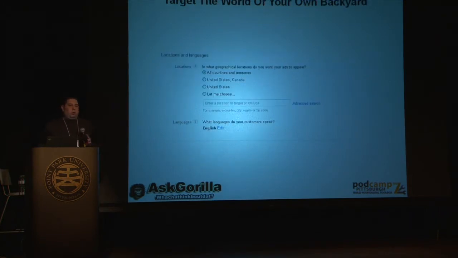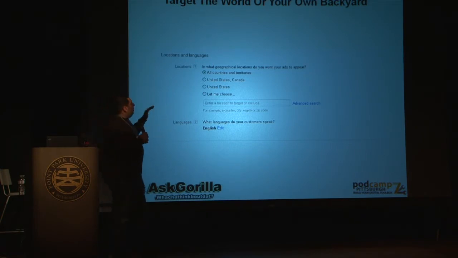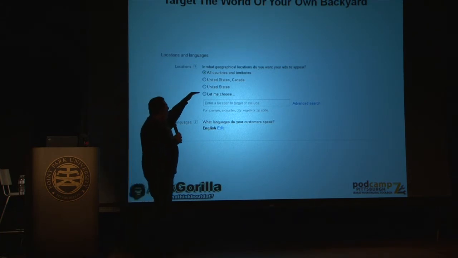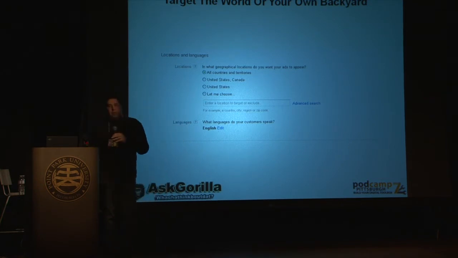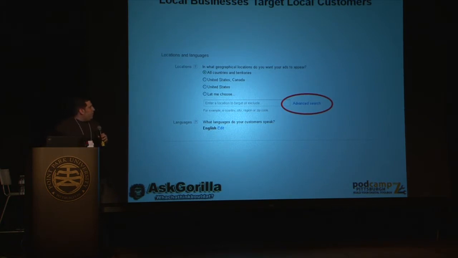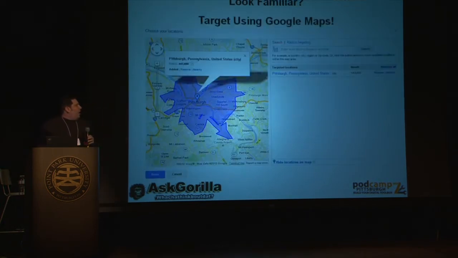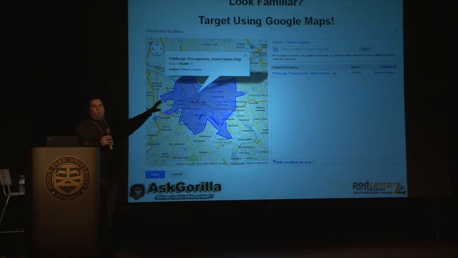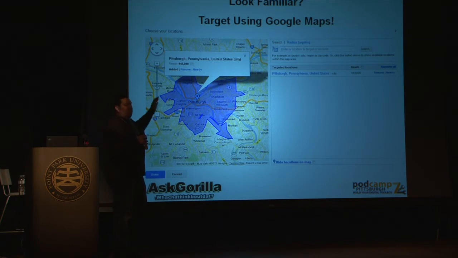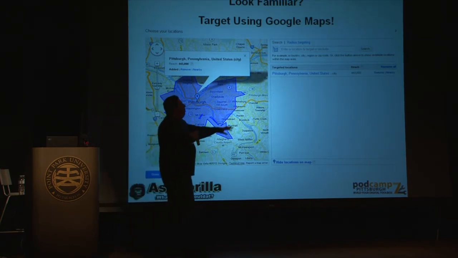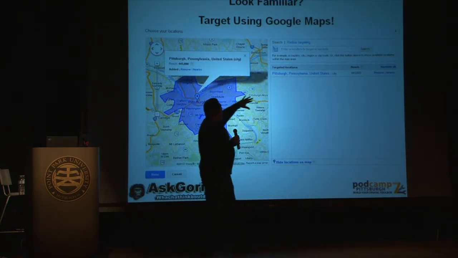So you can target the world or your own backyard. This is where local video marketing becomes very powerful. You have 4 choices: all countries, all territories. That's the world. And as you go down to Let me choose, this is where we get highly targeted local videos. So on the right here, you'll see advanced search. And what I did in this slide, it's pulling up something that's very familiar to all of us, Google Maps. You've seen this interface. You know what this looks like. So up here in the top corner, we searched for Pittsburgh, and it gave us the Pittsburgh area.